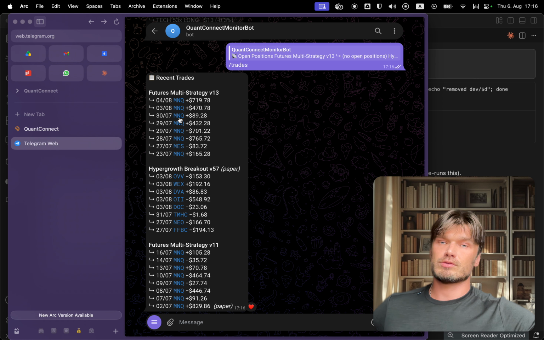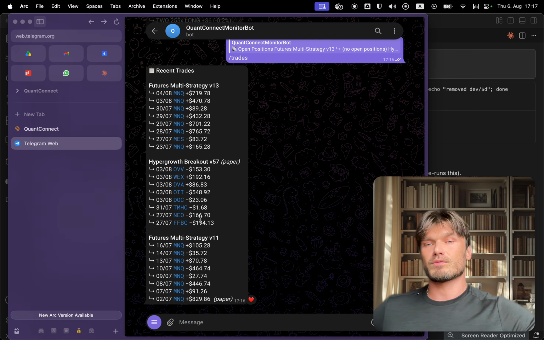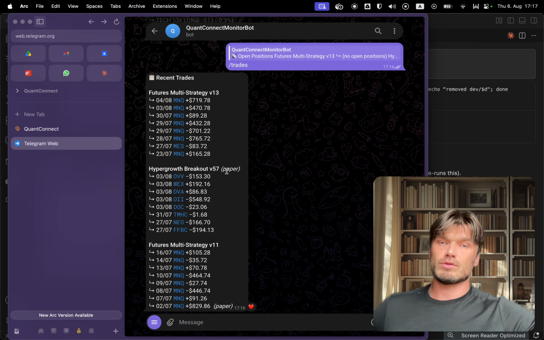For example, as you see here, I have two variants of the strategy, multi-future strategy version 11 and version 13. It shows me all the trades across all the versions of the strategy. It even shows me which trades are paper trades and which strategies are paper strategies as well. So in a simple glance, I can see what's going on over here.